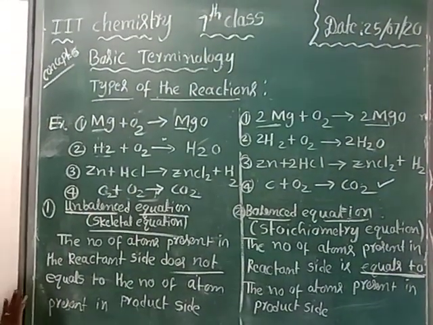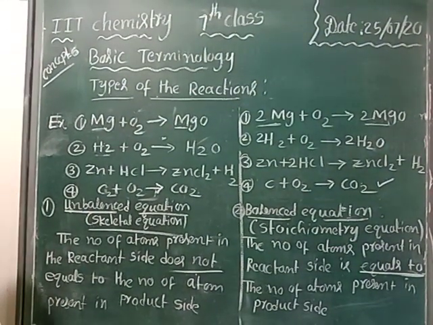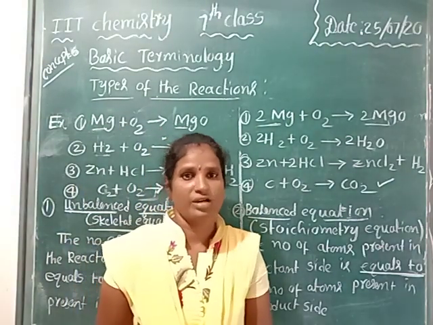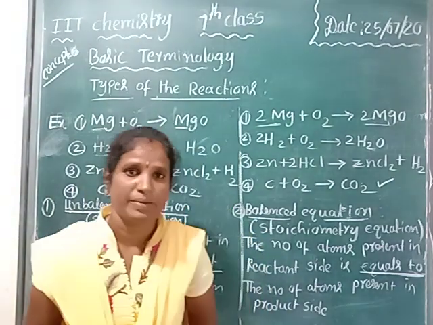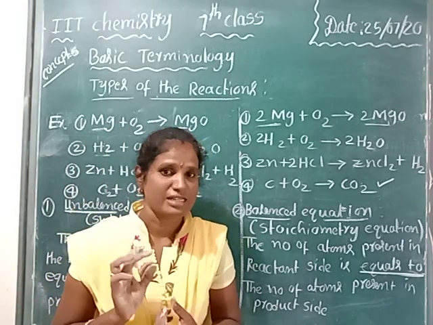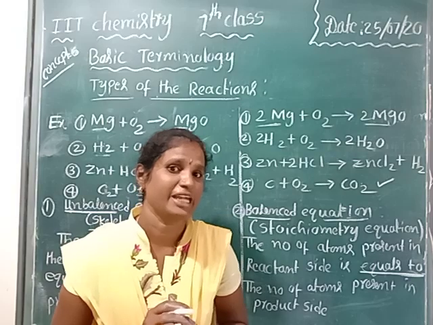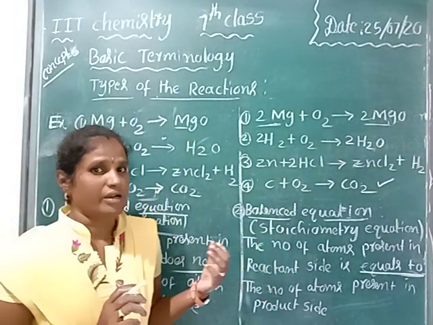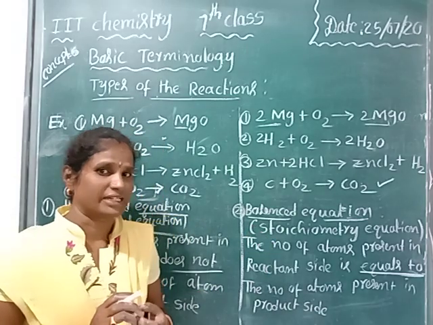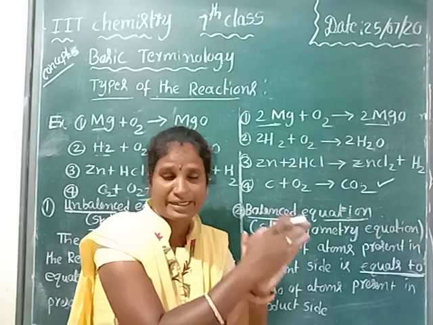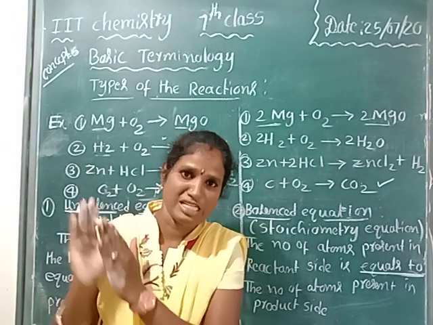Here, what is a chemical equation? What is a chemical equation, children? Very good. The shorthand representation of a reaction in the form of symbols or formulas is known as a chemical equation. Chemical equations have reactants and products. The left hand side is called reactant. The right hand side is called product.